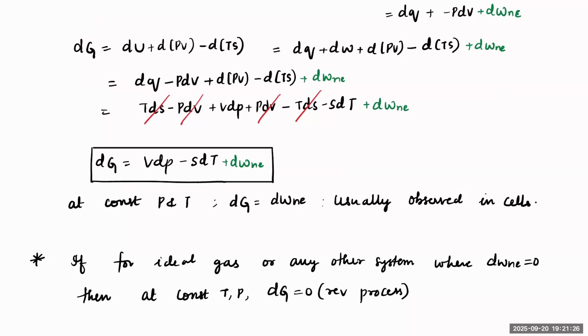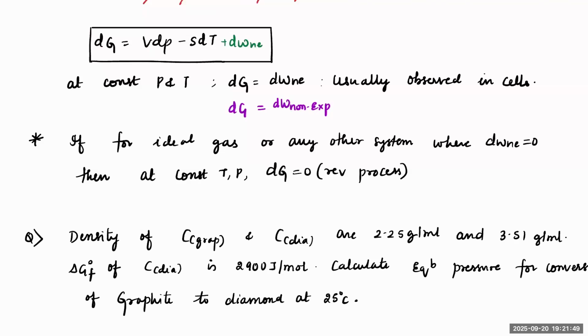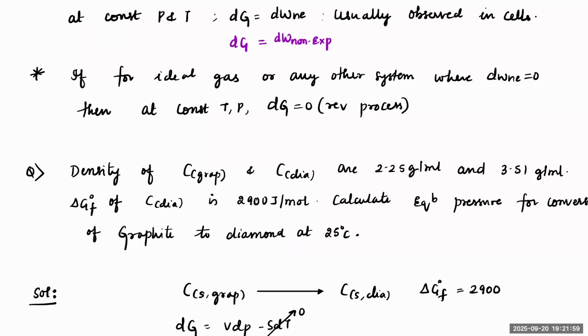Clear? So from here we can say at constant temperature and pressure, these two terms will get cancelled. So at constant temperature and pressure, dq will be equal to dW_NE, and NE means what? Non-expansion work. So this is dG. Okay, clear? I think this part is understood.